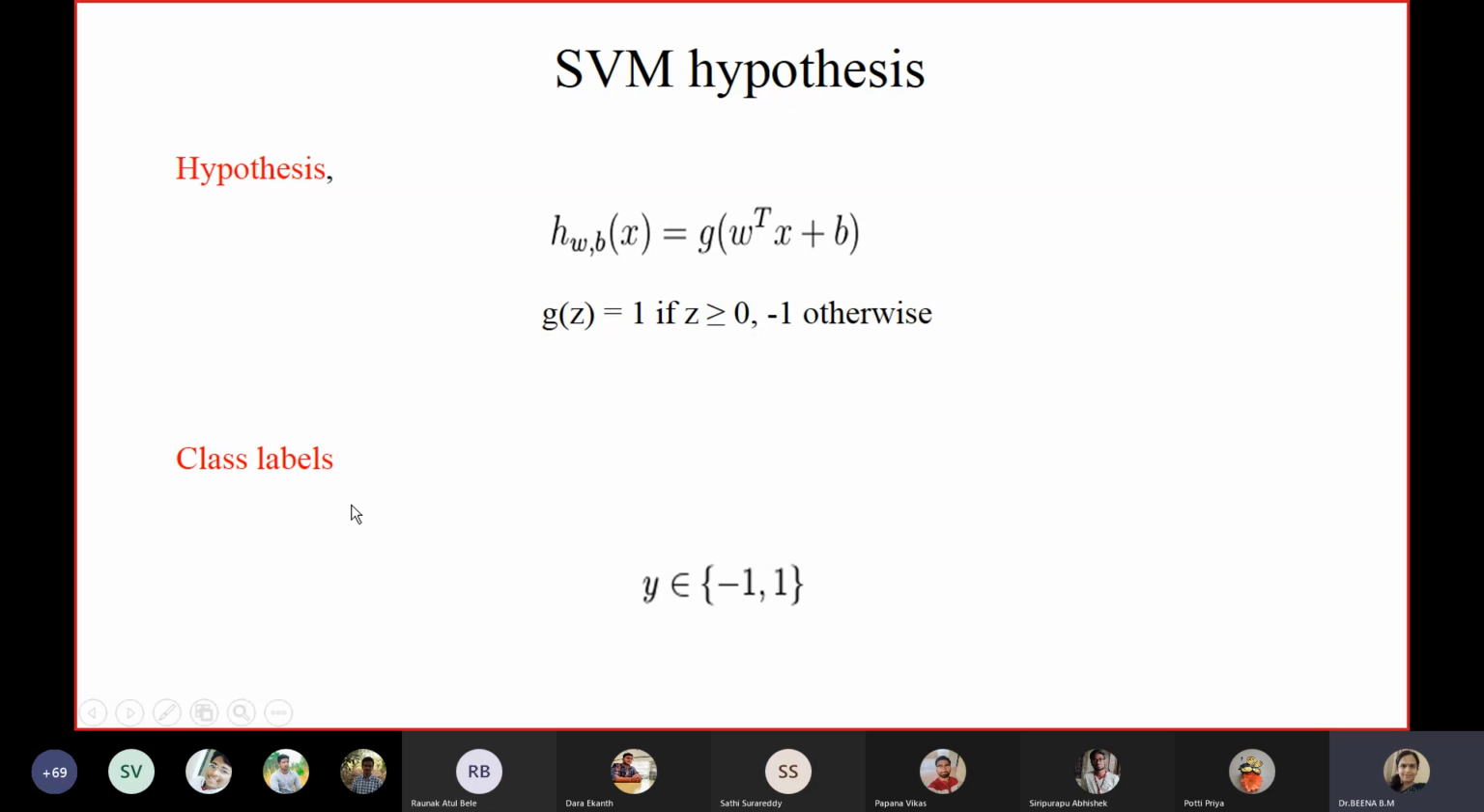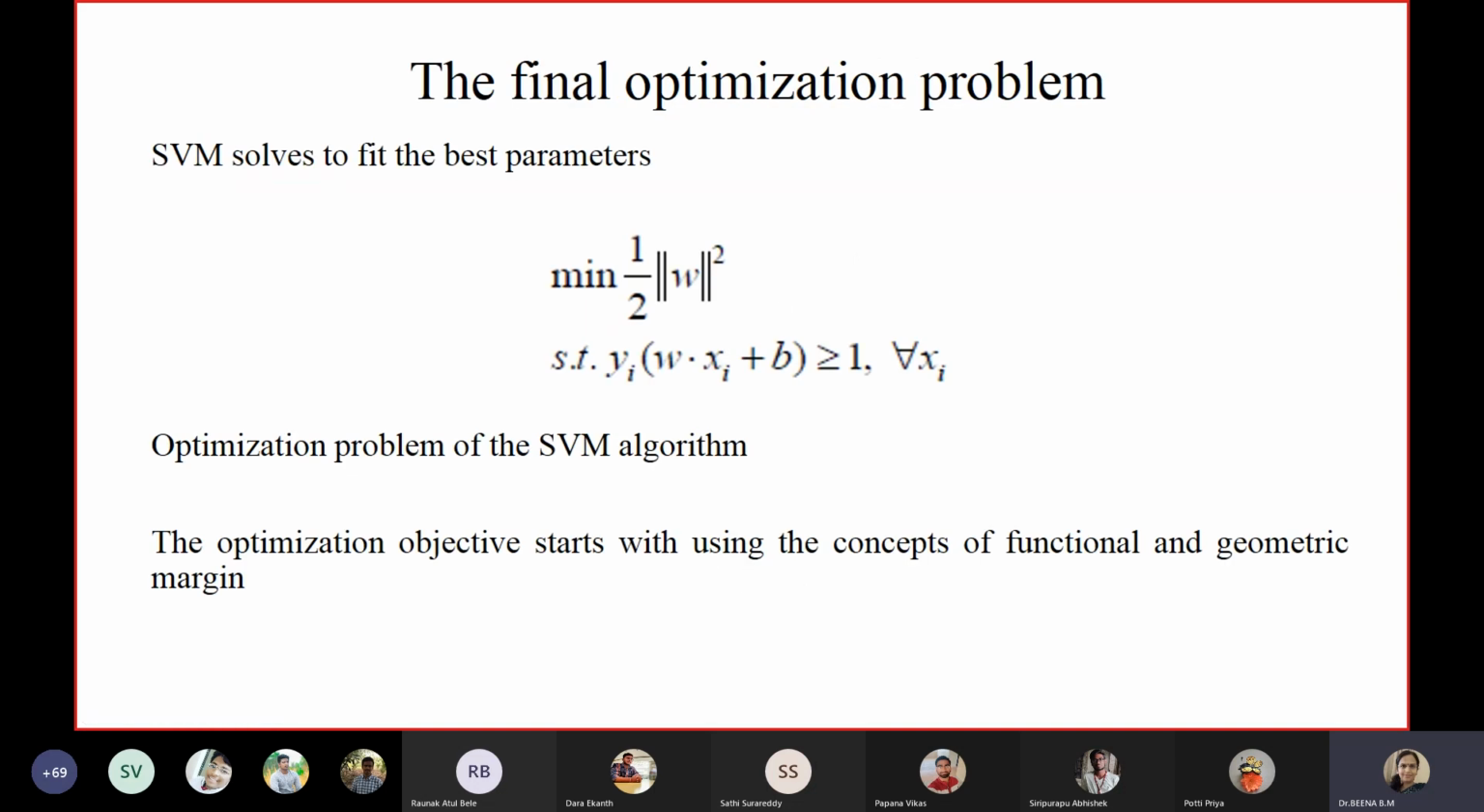So class labels are denoted as input labels or output labels. Here in this case we are discussing output labels. Class labels are denoted as -1 for negative classes and +1 for positive classes in SVM.